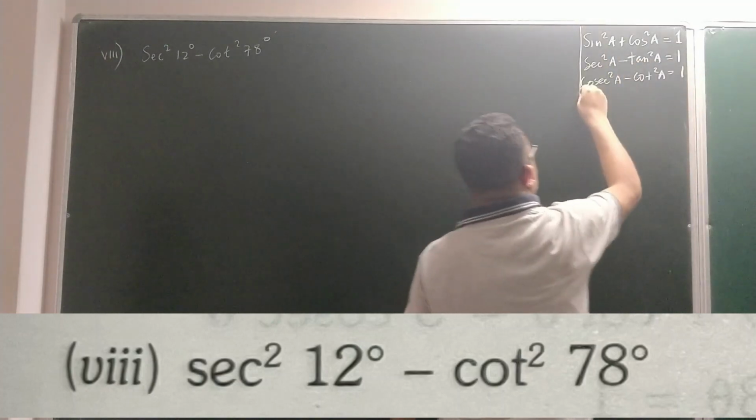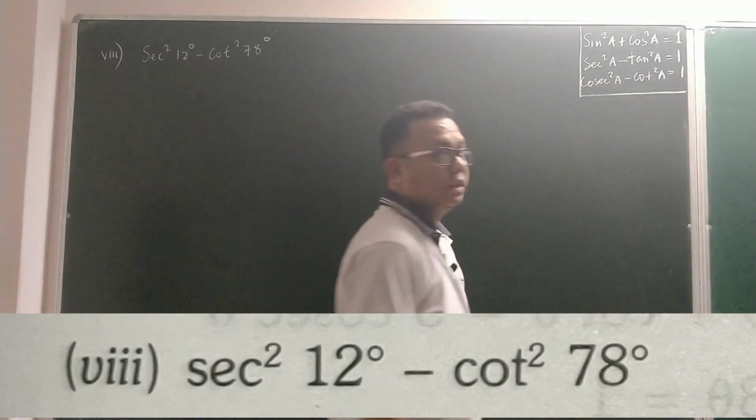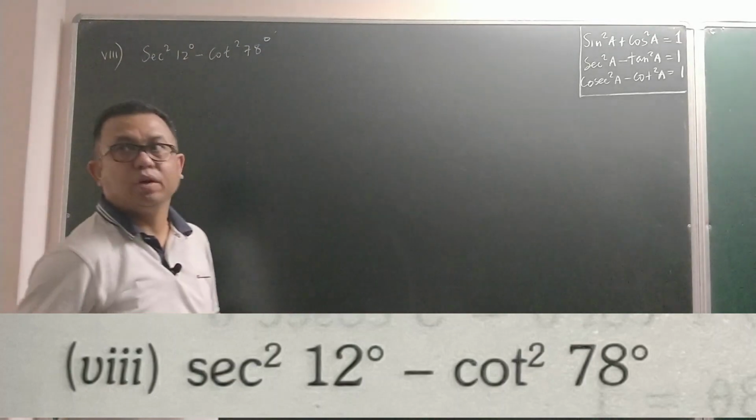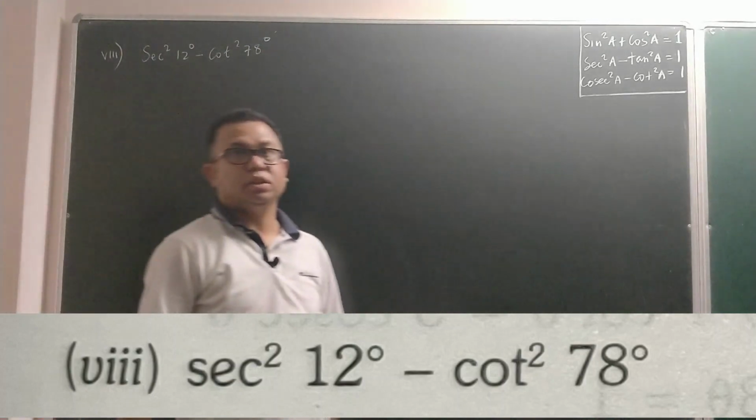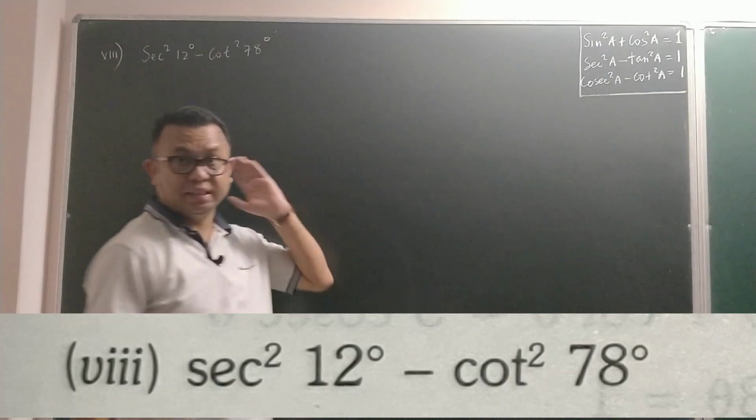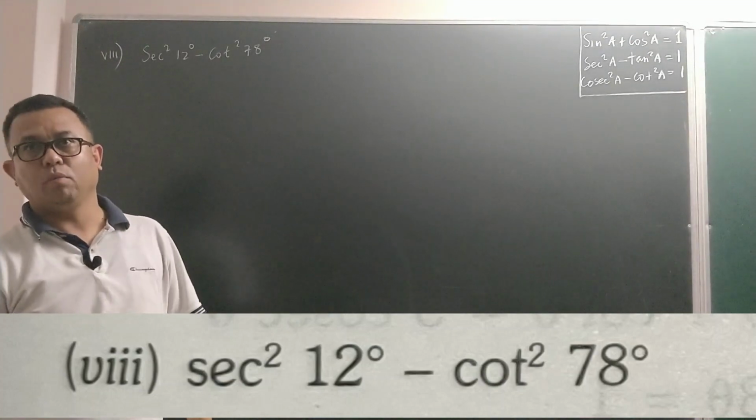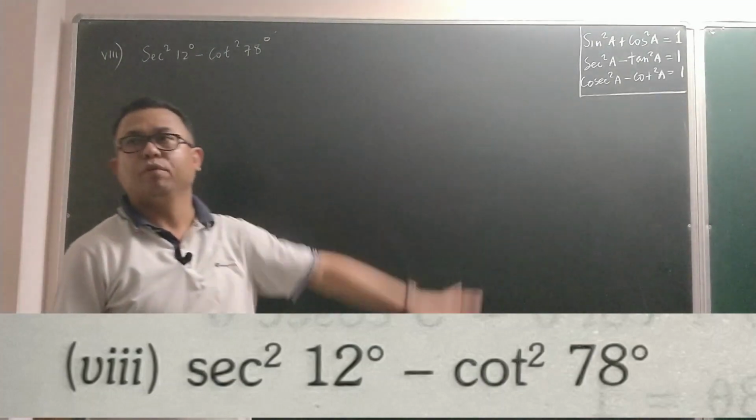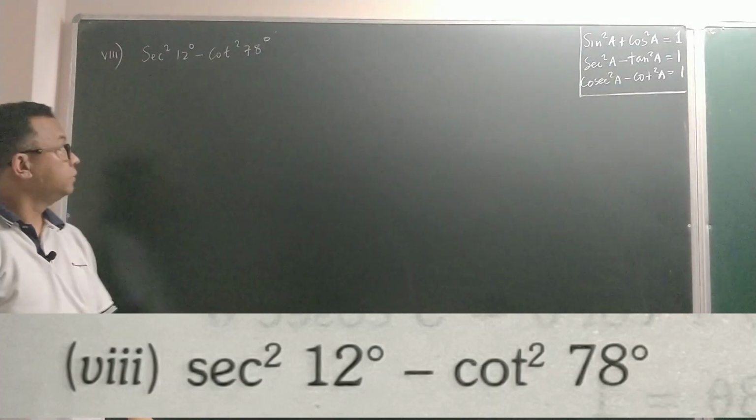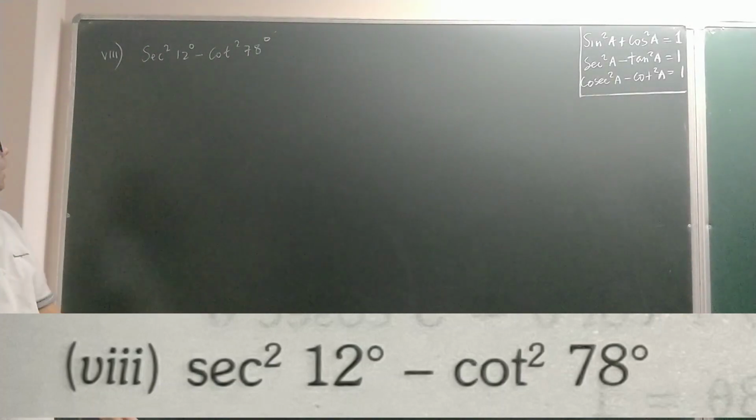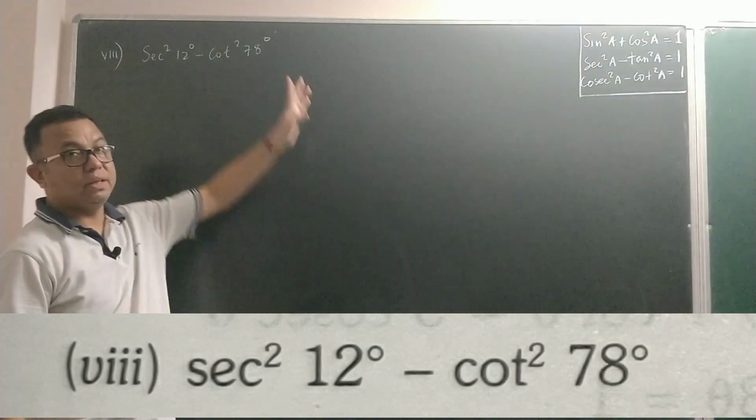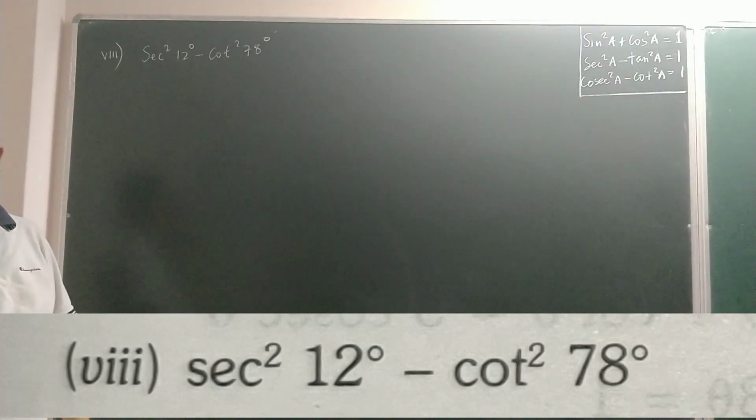Even though it is not there in your class 9 syllabus, there might be some question when you do complementary angles, so we'll come across these formulas. As for now, as I can see here, I'll come across one particular formula, so that's why I wrote it for you. This you'll learn in class 10. Alright, it is saying sec square 12 degree minus cot square 78 degree. Now let's see.